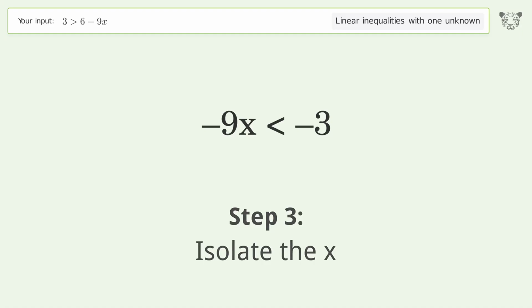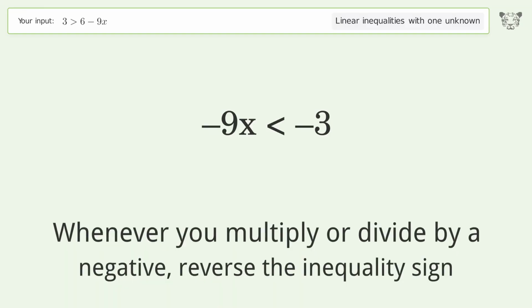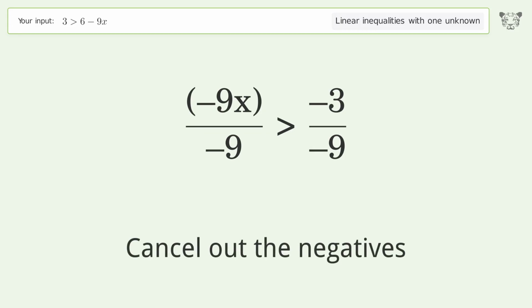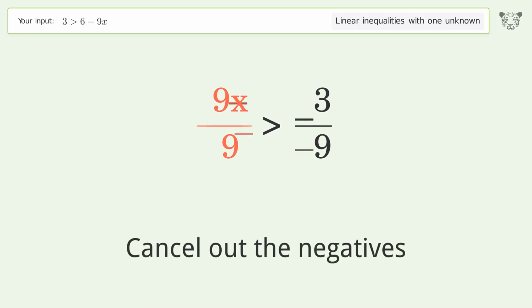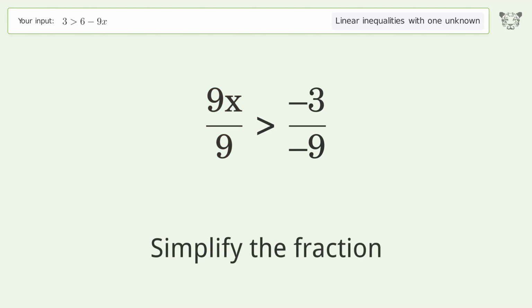Isolate the x. Divide both sides by -9. Whenever you multiply or divide by a negative, reverse the inequality sign. Cancel out the negatives. Simplify the fraction.